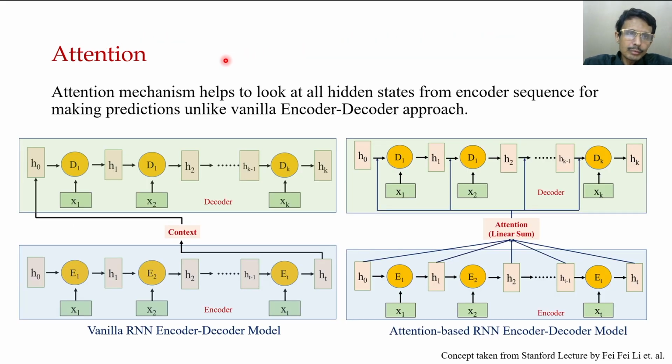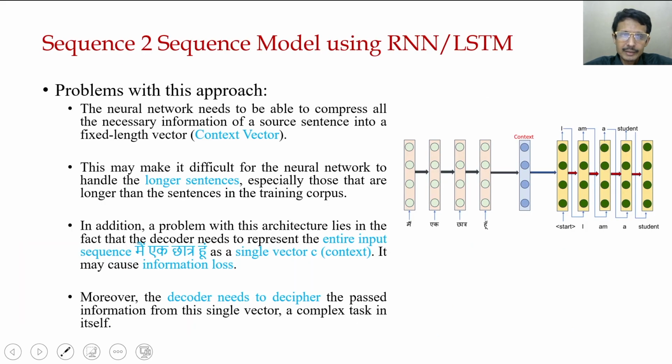Now, to solve this issue, a very interesting concept has been proposed, called attention. So what do we mean by attention? The attention mechanism helps to look at all hidden states from the encoder sequence for making predictions, unlike the vanilla encoder-decoder approach, which we have discussed earlier. That is a very straightforward and simple architecture.